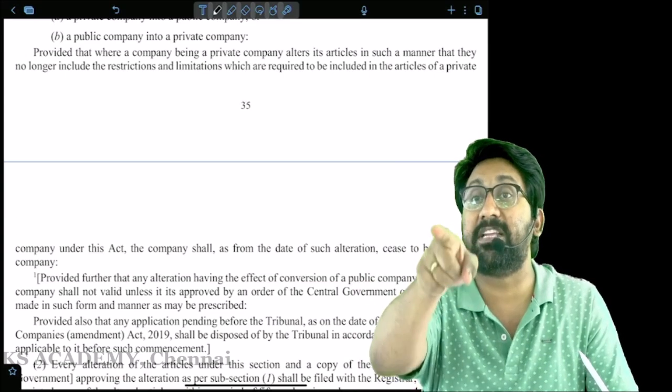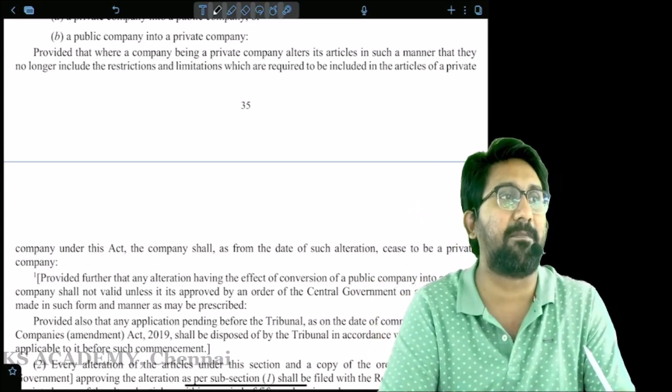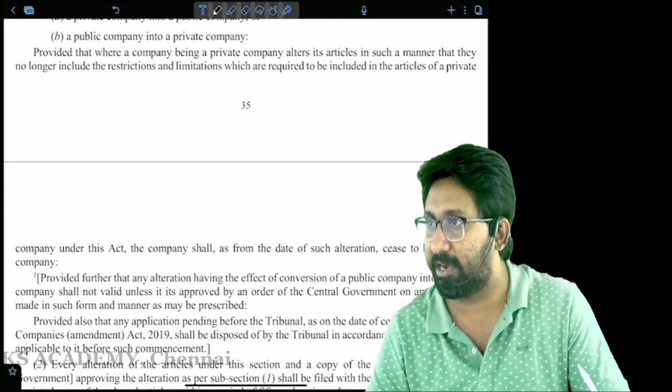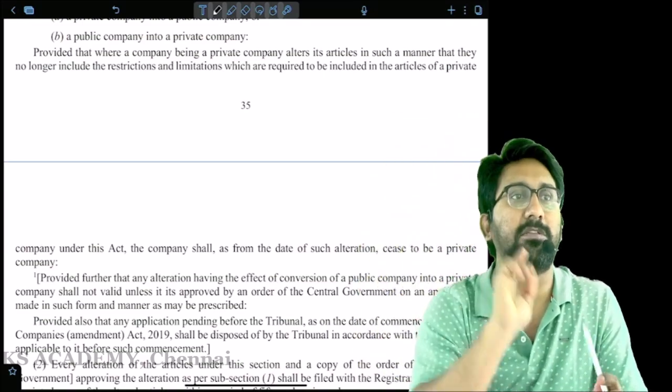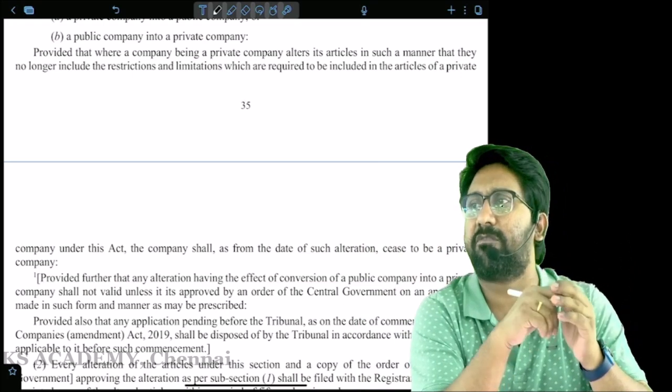Yes, a public company is any company other than a private company. Automatically, if you are not a private company, you will fall under the category of public company. That's how it was drafted. Did everyone understand the concept clearly? If you are not a private company, we already read the definition of a public company.